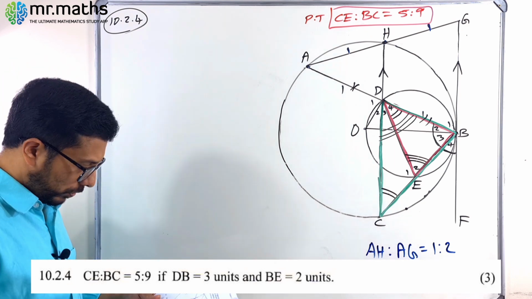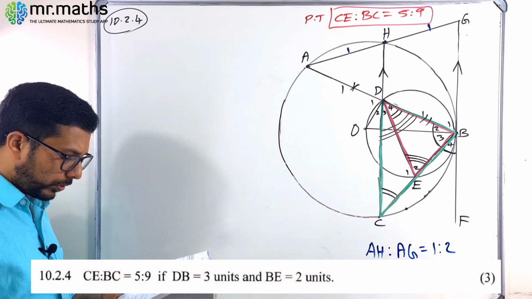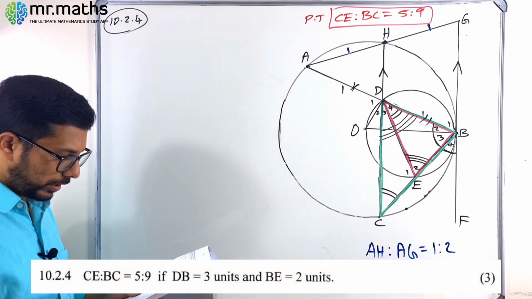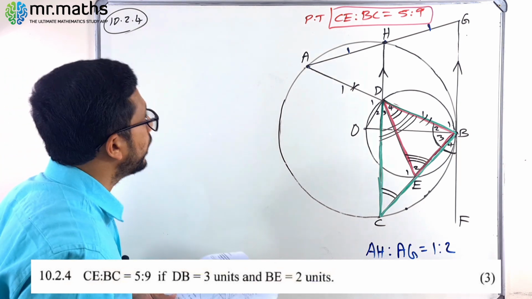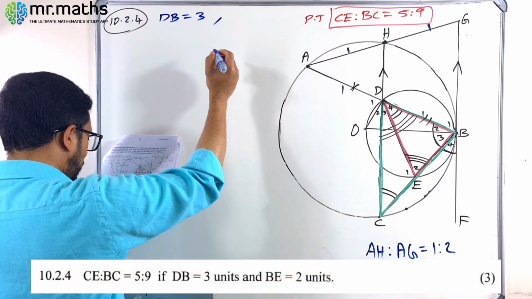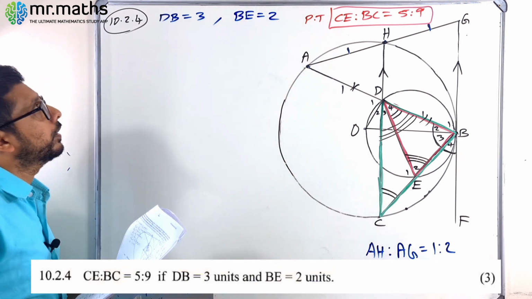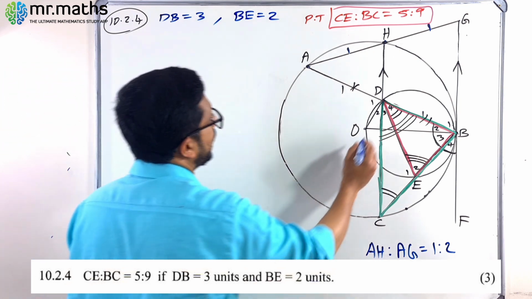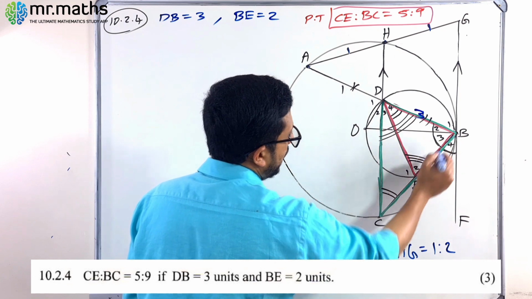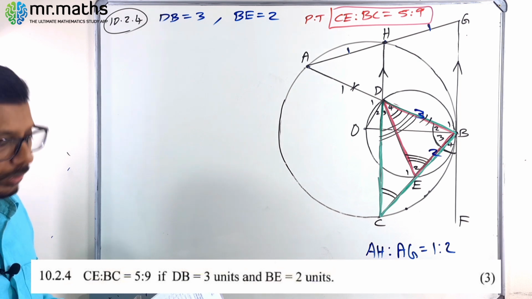Now there are some conditions given. DB is equal to 3 units. It is given that DB is equal to 3 and BE is equal to 2. So that length is also given. DB is 3. Now BE, this one is 2. So that length is also given. And we have to prove like that.